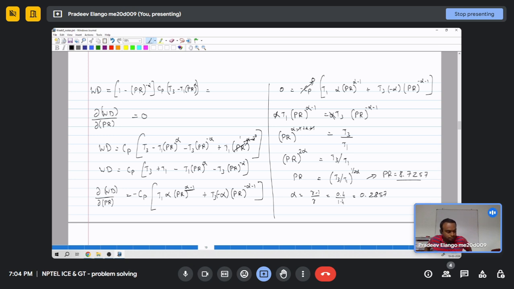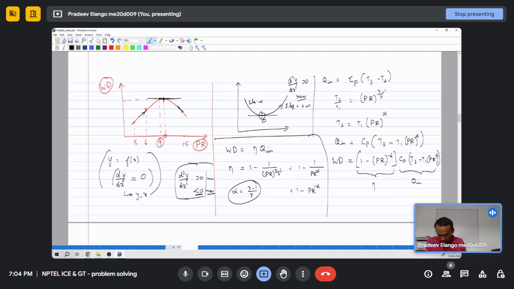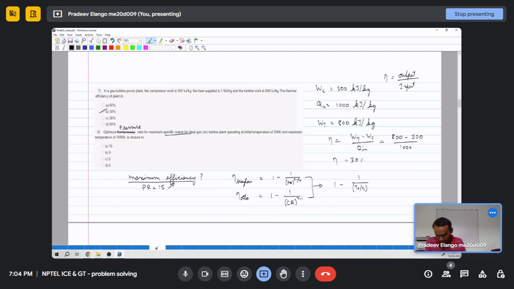So now T3 and T1 we know, 1000 and 290, and substituting all we will get the pressure ratio. So now we have exactly found the pressure ratio that will give me the maximum specific work output. Earlier we were just putting, by trial and error, the four values that were given in the options, and now we have got the actual value. That is 8.72. Now if you see within the options, that is the closest match we'll get. Among 15, 9, 5, 6 and 8.72, 9 is the best option.